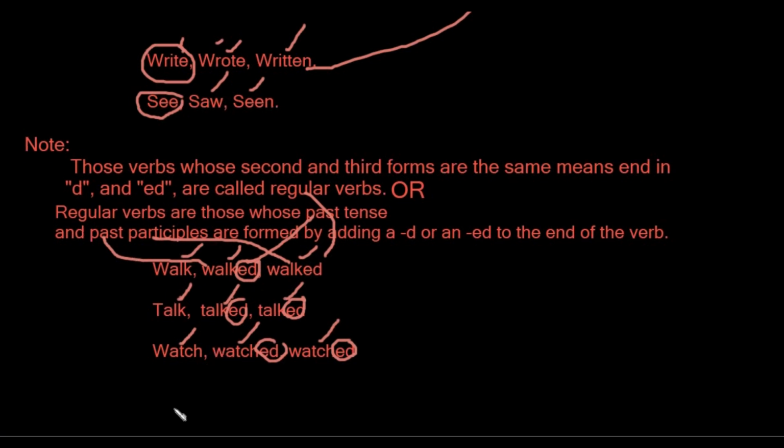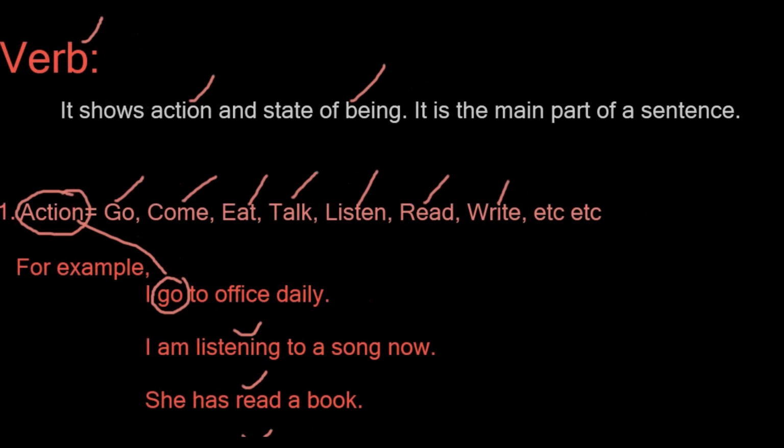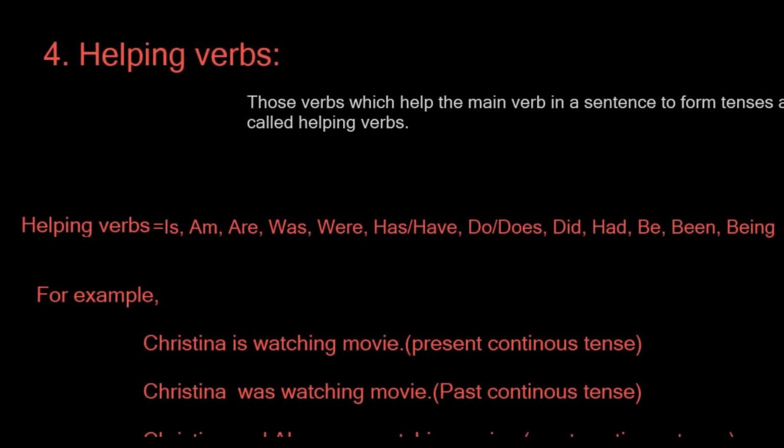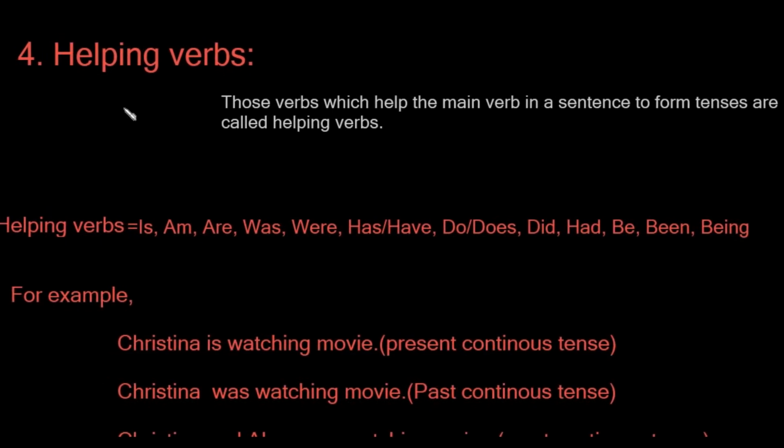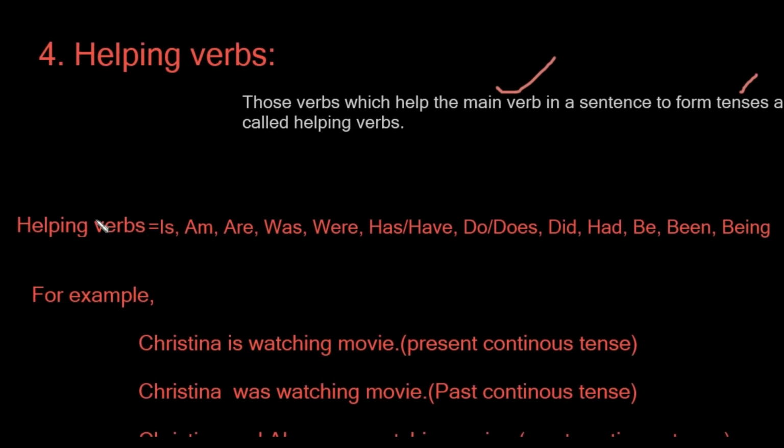So it was all about the main verbs. Now we will define what the helping verbs are. Helping verbs are those verbs which help the main verb in a sentence to form tenses. Very simple. For example, we have many helping verbs, like is, am, are, was, were, has, have, do, does, did, had, be, been, being. So these are all the helping verbs, which help the main verb in a sentence to form tenses.